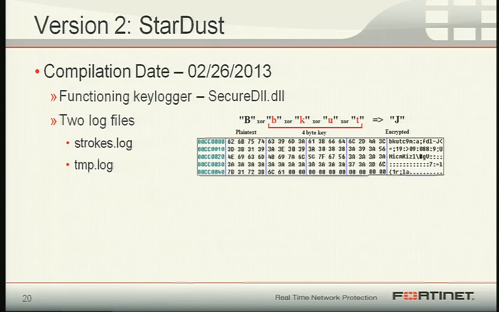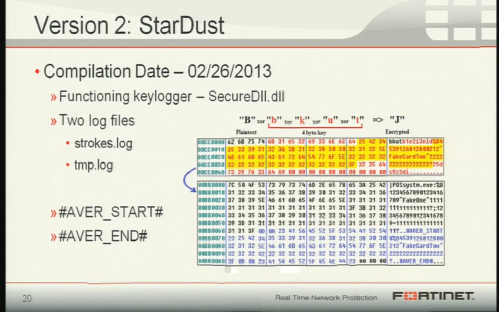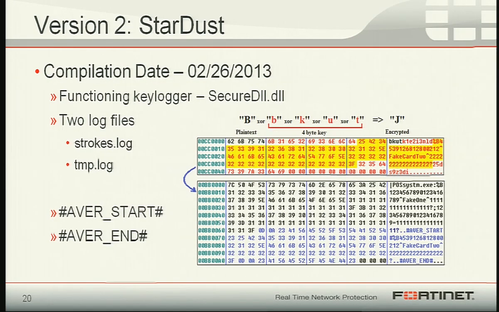The first 4 bytes of the file actually is the key, or BKUT, and an example is taking the plain text letter B and XORing the 4-byte key in sequence. There's an example of some encrypted code on the screen. By decrypting it, we can see that it includes some stolen credit card information. And what Stardust actually does is open these key log files and search for the credit card information. And if there's any found, then it'll become part of its post request, identified by these 2 tags, AVR start and AVR end.